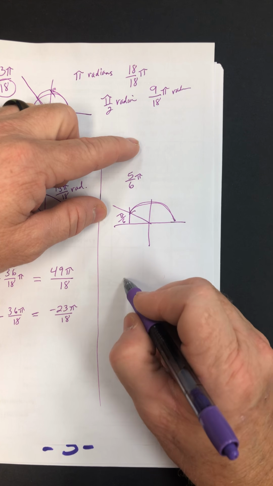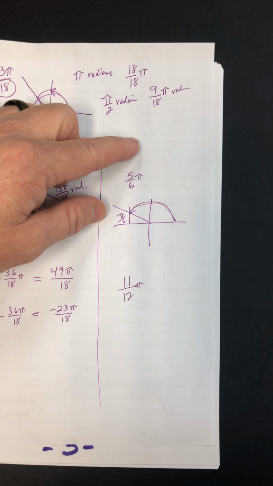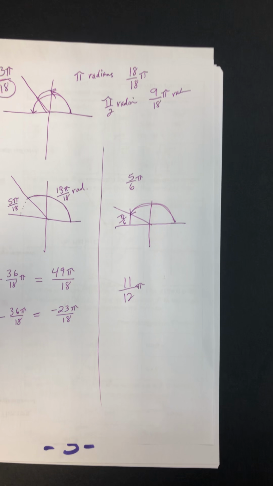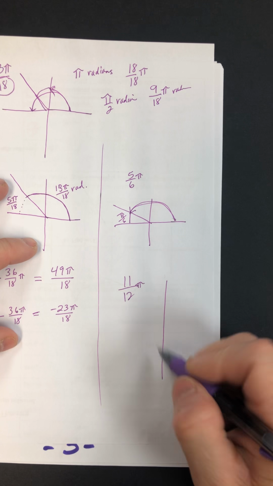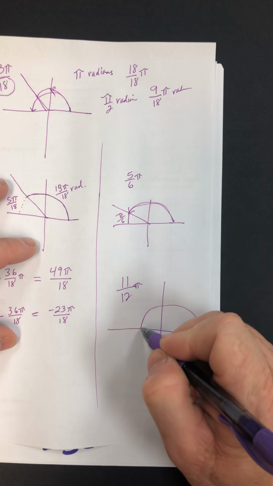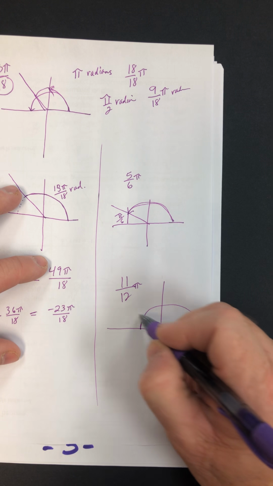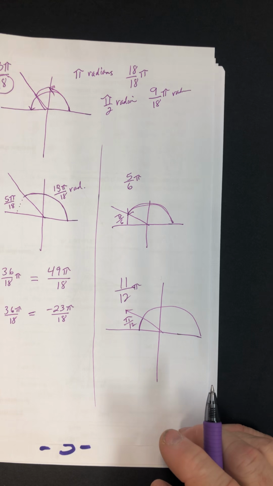Or if this were 11/12 pi, well, this would be 12/12, so it'd be 1/12 less. So it'd be pi over 12. It's just kind of how that goes.